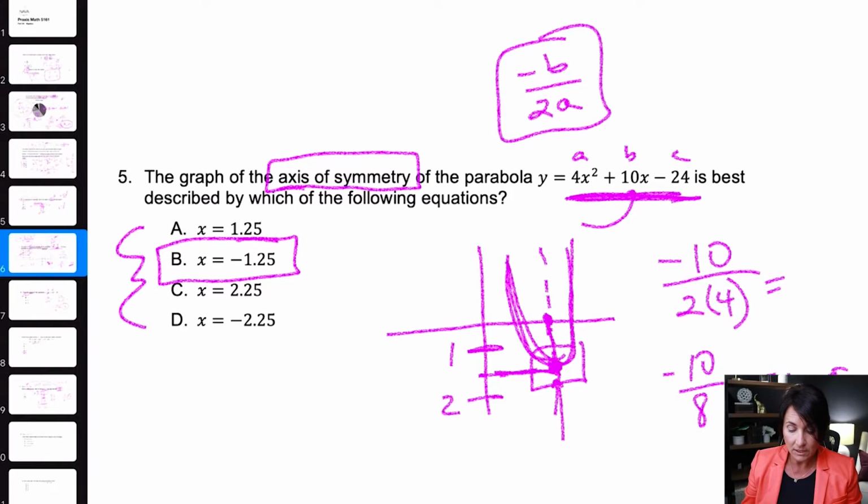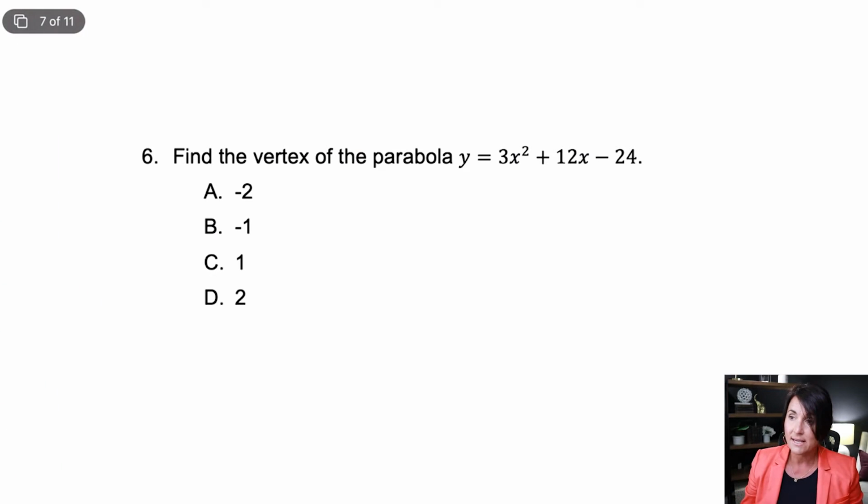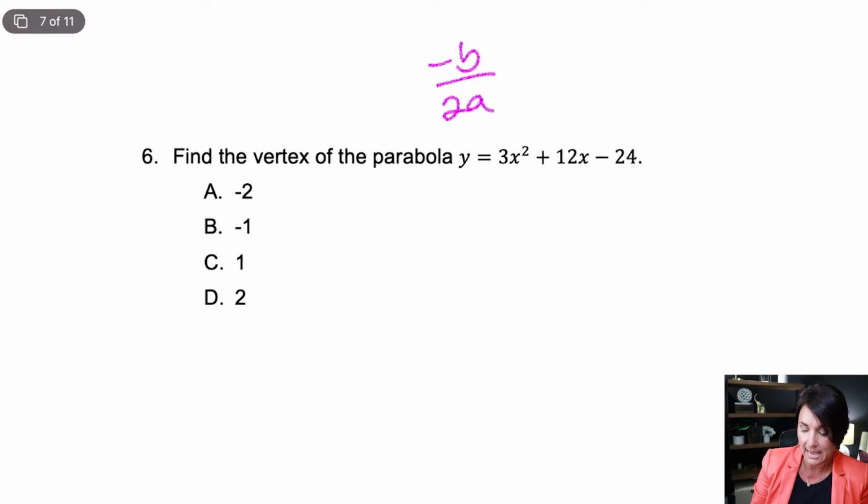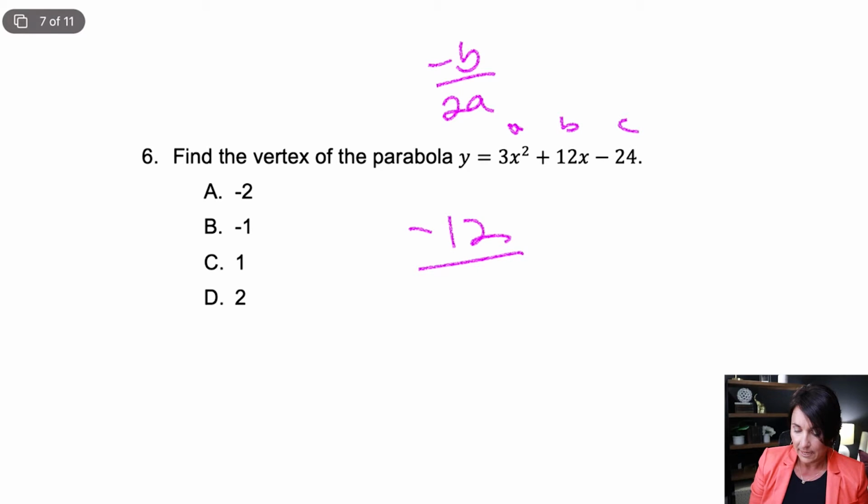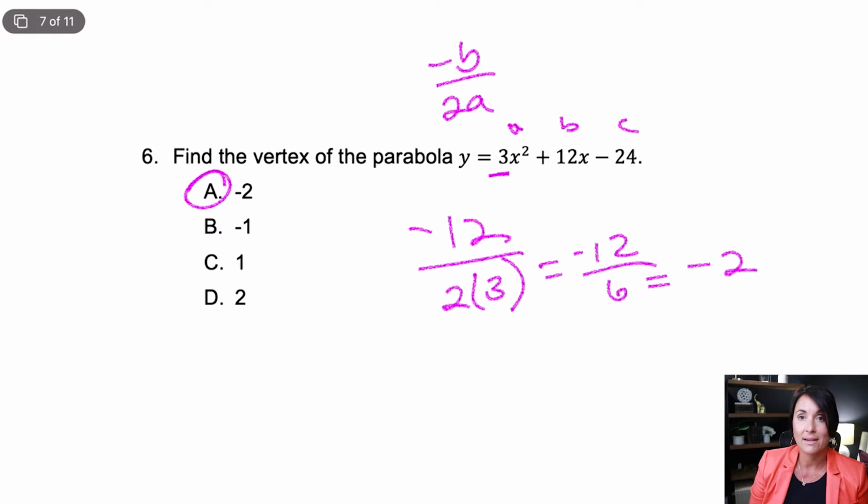Now, let's take a look at another one. Same thing here. We're not finding the axis of symmetry, we're finding the vertex, but it's the same formula. We're going to use negative b over 2a. So this is A, and this is B, and this is C. When I do, I get negative 12 over 2 times 3, which is negative 12 over 6, which equals negative 2. So that is as simple as it gets there.